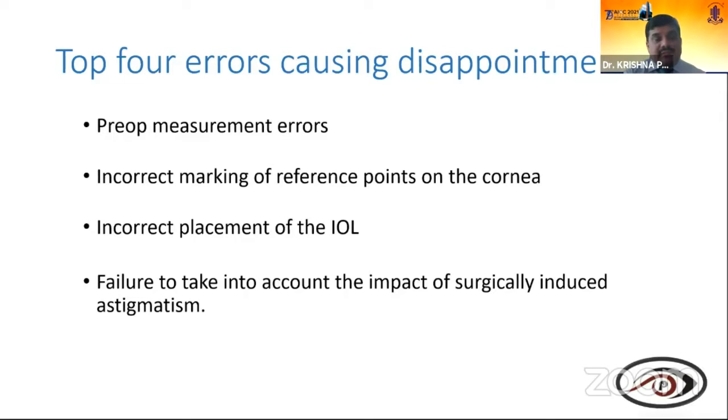One more important thing is incorrect placement of the lens. If you're marking and not seeing it on the table, then there may be chances of incorrect placement of the intraocular lens. The fourth is failure to take into account the surgically induced astigmatism. Once again, I insist on the surgically induced astigmatism.